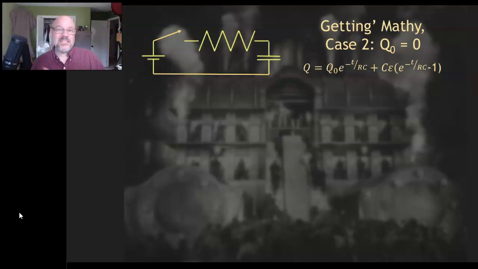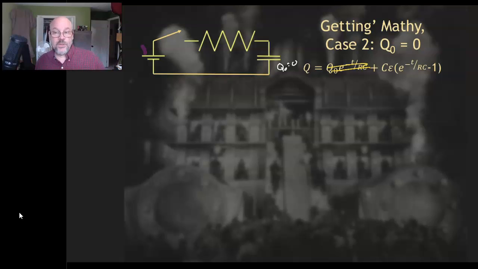Last case. So this is the last video in this sequence of your soft chalk. In this case, we're back to having an EMF source. So we got a battery in here. But what we're going to do is say that the initial charge on our capacitor is 0. Now what that does is that means this term here is gone this time.